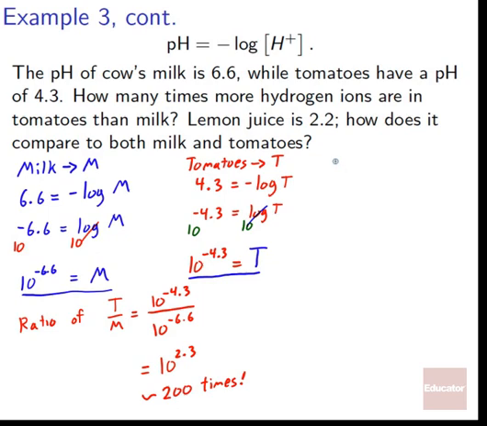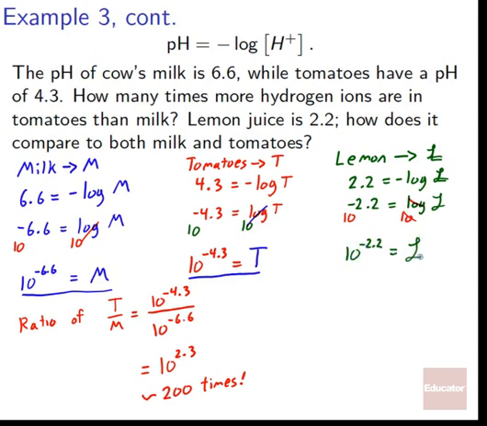Now let's look at lemon juice. If we've got lemons, and we'll use a curly L to denote it so we don't get confused with L in our logs, then we were told 2.2 equals negative log of L. So negative 2.2 equals log of our lemons. We raise both sides to the 10. That cancels out with the common log. So we've got 10 to the negative 2.2 is equal to the molarity concentration of hydrogen ions in lemons.